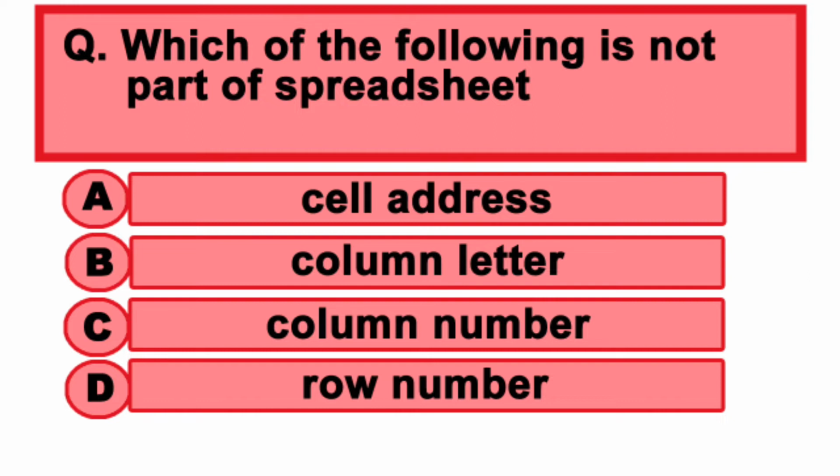Which of the following is not a part of spreadsheet? The options are A. Cell address, B. Column letter, C. Column number, D. Row number.